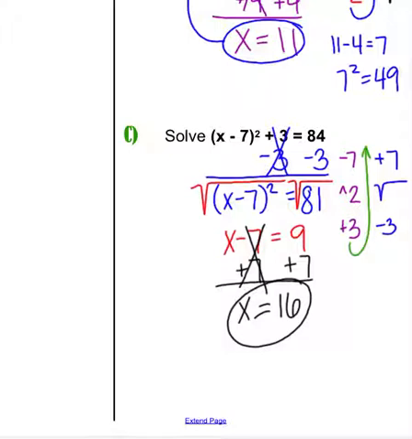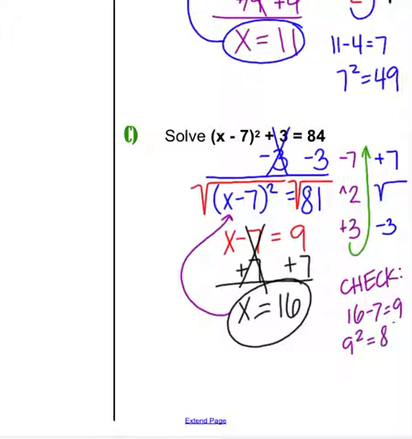So then I want to make sure I check this. So I'm going to take my 16, put it in for x. So under my check, I'm going to take 16 minus 7, which is 9. 9 squared is 81. 81 plus 3 does give me 84. So I can check myself off.